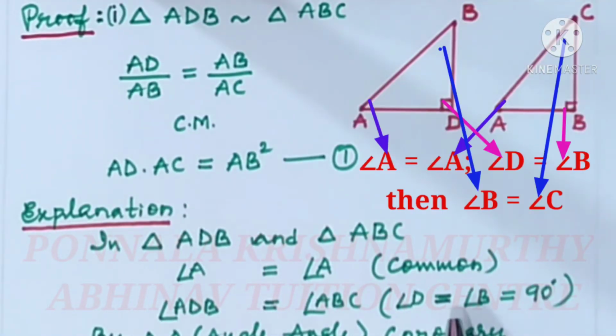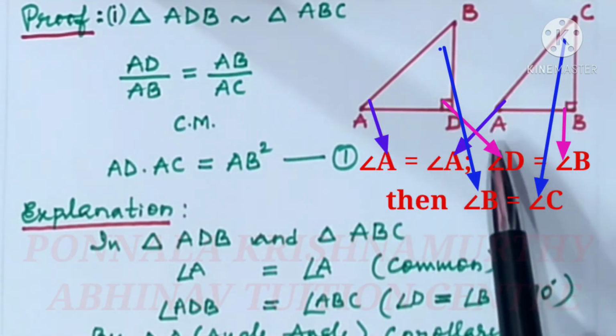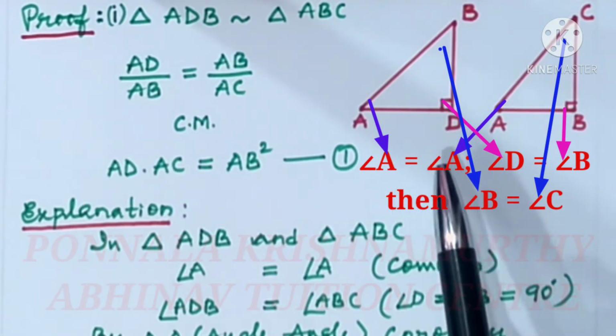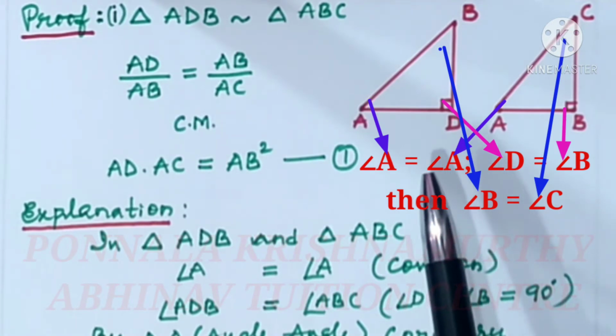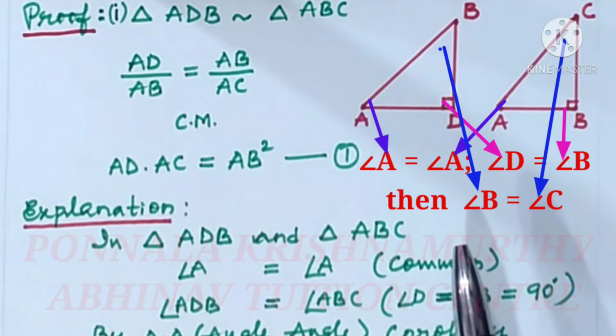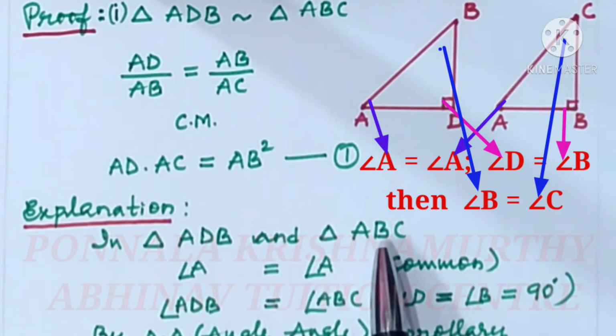Here, when two angles of one triangle are equal to two angles of the other triangle, then the third angle of the first triangle is equal to the third angle of the second triangle. Therefore, these two triangles, triangle ADB and triangle ABC, are similar by AA angle corollary.